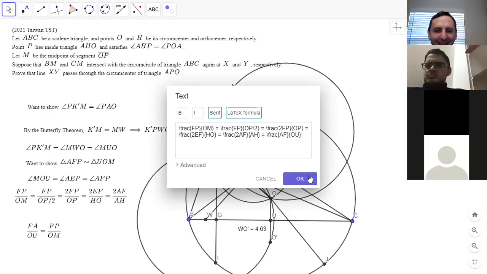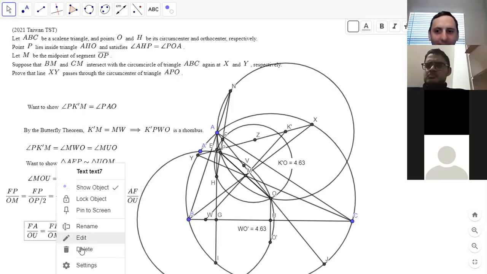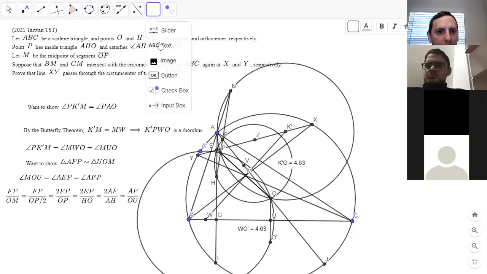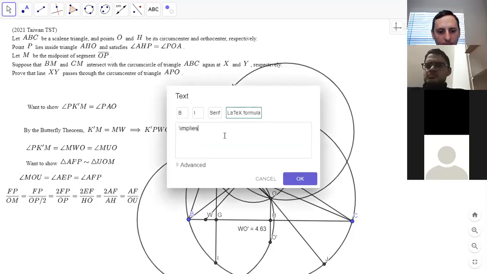Oh man, this is a really nice one. Thanks to Alex, because of the butterfly theorem. Oh, Melek. So this implies AFP is similar to UOM.